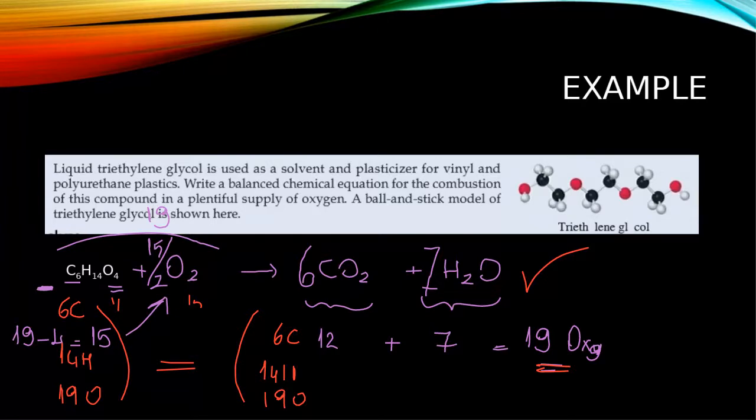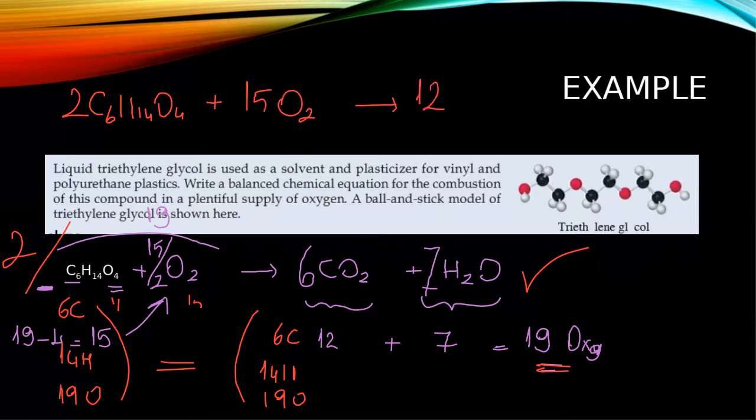And if I don't want to write a fractional coefficient, I have to multiply by 2, and then the new balanced reaction will be like that. This is 2 triethylene glycol, and then 15 oxygen, and then 12 carbon dioxide, and then 14 water. That's it. This is right, and this is right. Only this one has whole number coefficients. Is that right? Is that clear?